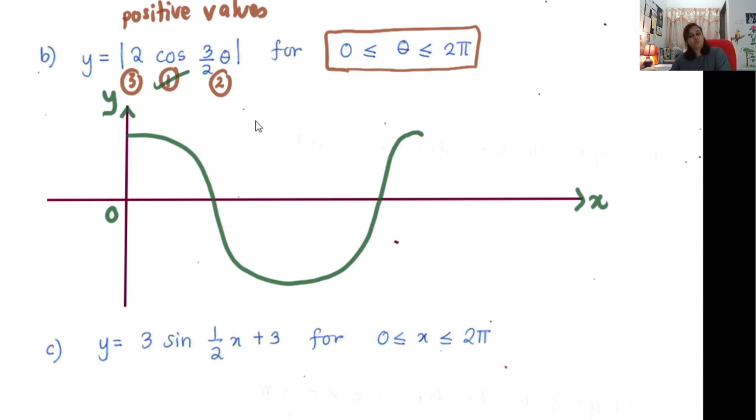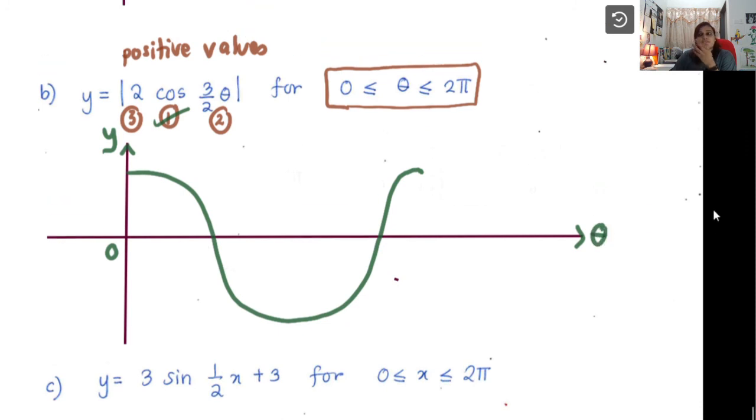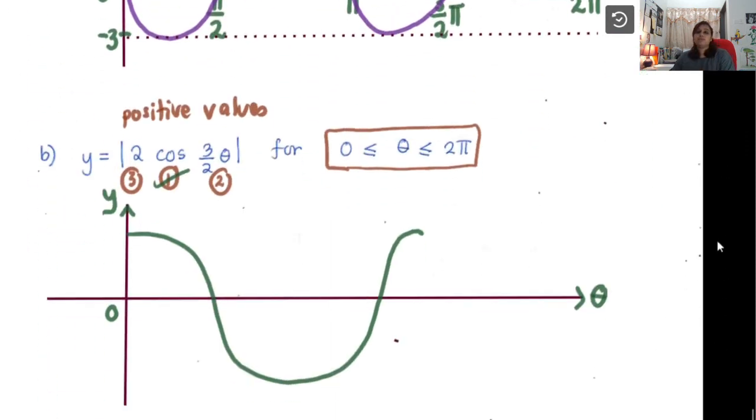3 over 2. And if you see here it is theta, so I need to change this. I cannot use x. I need to write theta. Follow the given one. So this is theta here. But 3 over 2, how to draw 3 over 2? That means how many cycles is this? When you see a fraction, you change it to decimal. See what it is? 3 over 2 is 1.5.